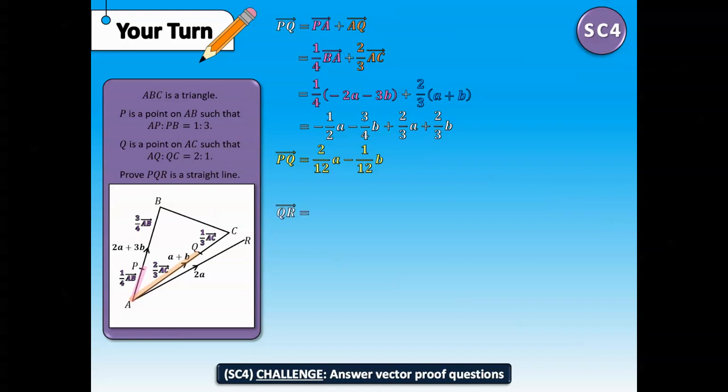Then we find the vector QR, which is QA plus AR. QA is 2/3 of CA, and AR is 2a. CA is minus a minus b. So we expand the bracket and then we simplify.